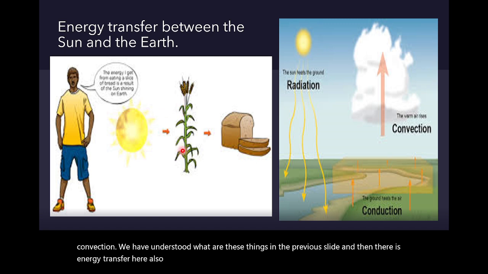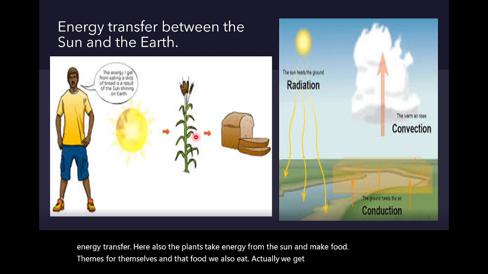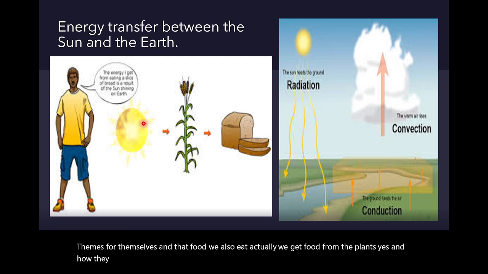The plants take energy from the sun and make food for themselves, and that food we also eat. Actually, we get food from the plants, yes. And how do they make food? Because of the sunlight, because of the heat of the sun.